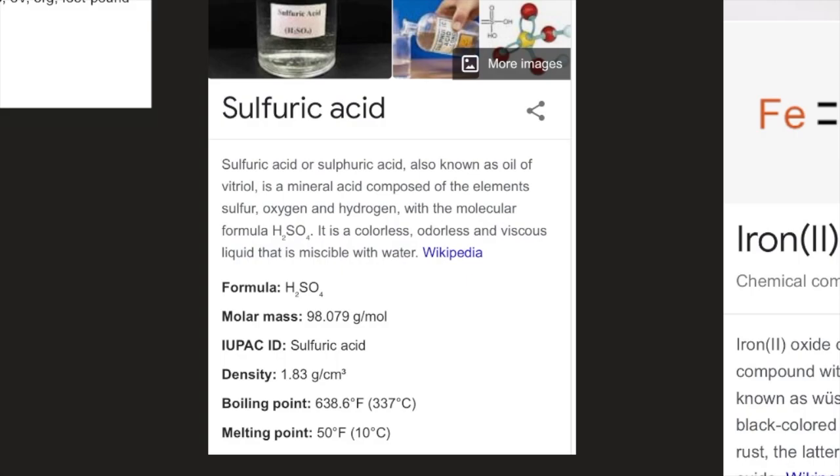Its formula is H2SO4. Its molar mass is 98.079 grams per mole. Its IUPAC ID is sulfuric acid. Its density is 1.83 grams per cubic centimeter. Its boiling point is 638.6 degrees Fahrenheit, or 337 degrees Celsius. Its melting point is 50 degrees Fahrenheit, or 10 degrees Celsius.